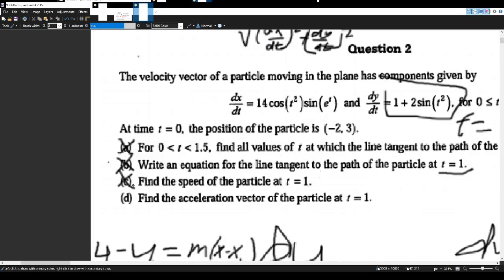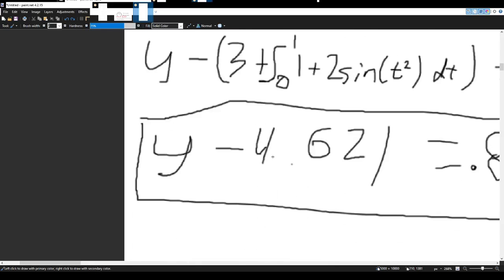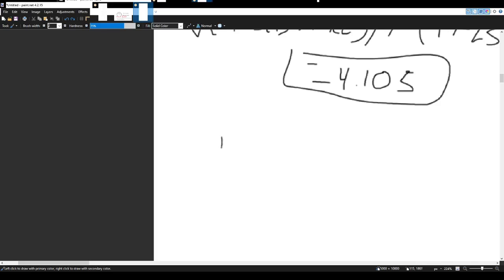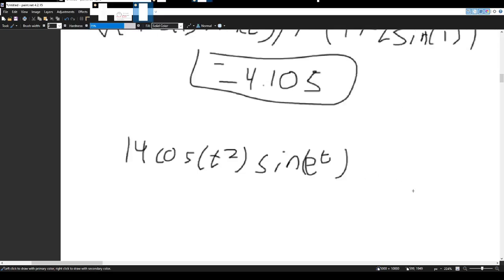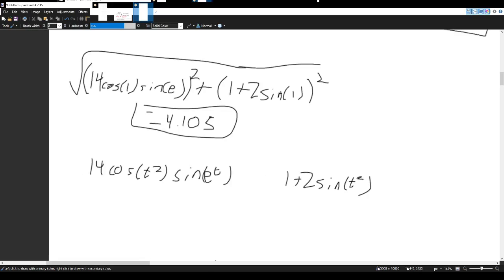Now find the acceleration vector at t equals 1. So these are all velocity vectors, these two things right here. So we want to take the derivative of these, which is unfortunate, to be honest, but shouldn't be too hard. So let's rewrite these in their actual forms. It's 14 cosine t squared sine e to the t, and then it's 1 plus 2 sine t squared. Okay, so we want the derivatives of these basically.